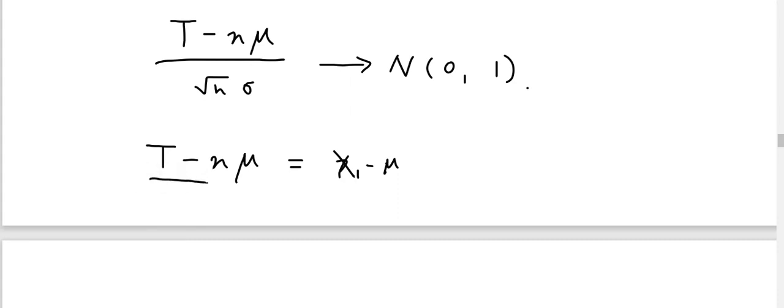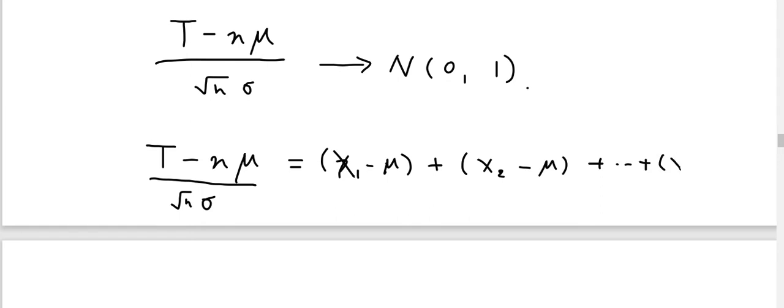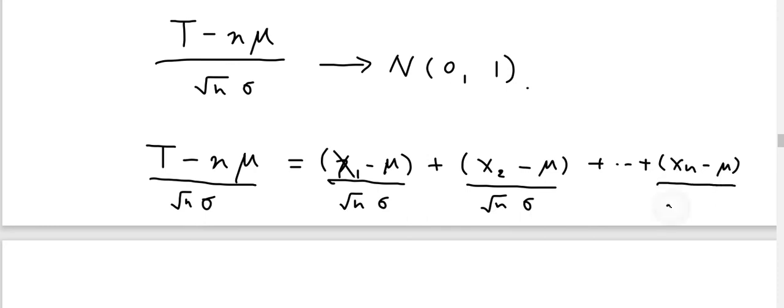And so we divide by sigma, or divided by radical n sigma. So this equals, let's say the numerator is X1 minus mu plus X2 minus mu plus ... plus Xn minus mu, each one divided by radical n sigma.